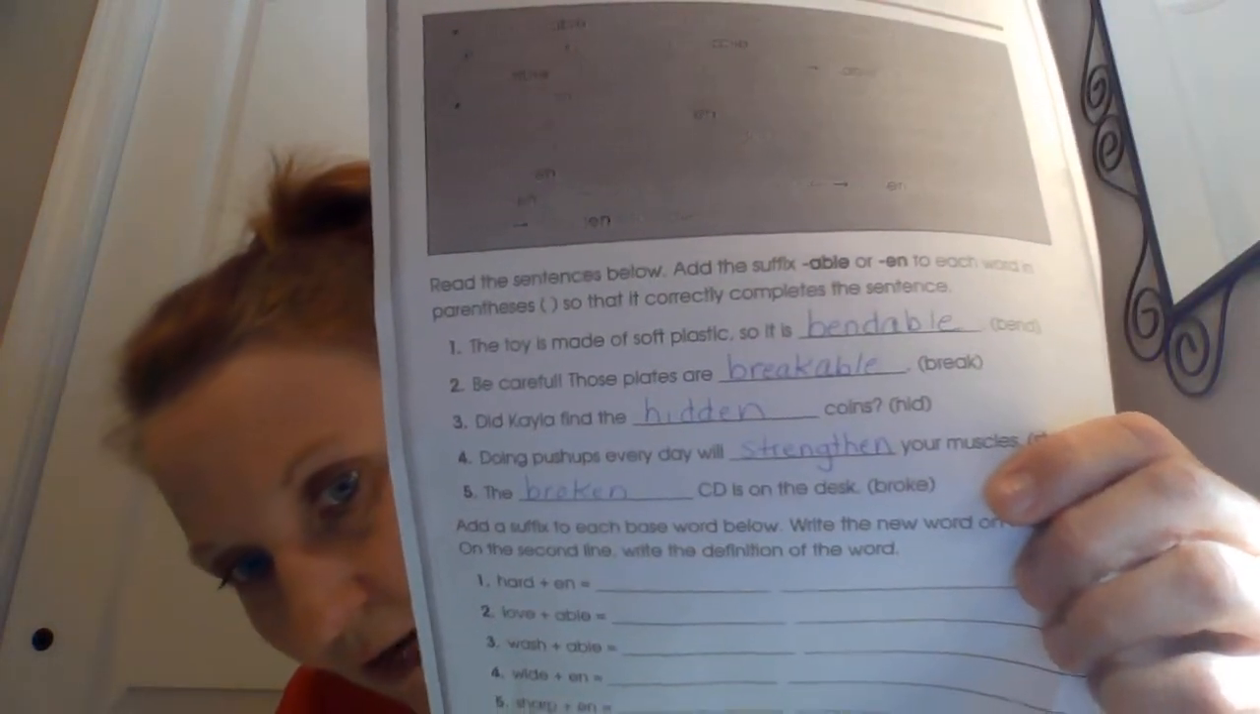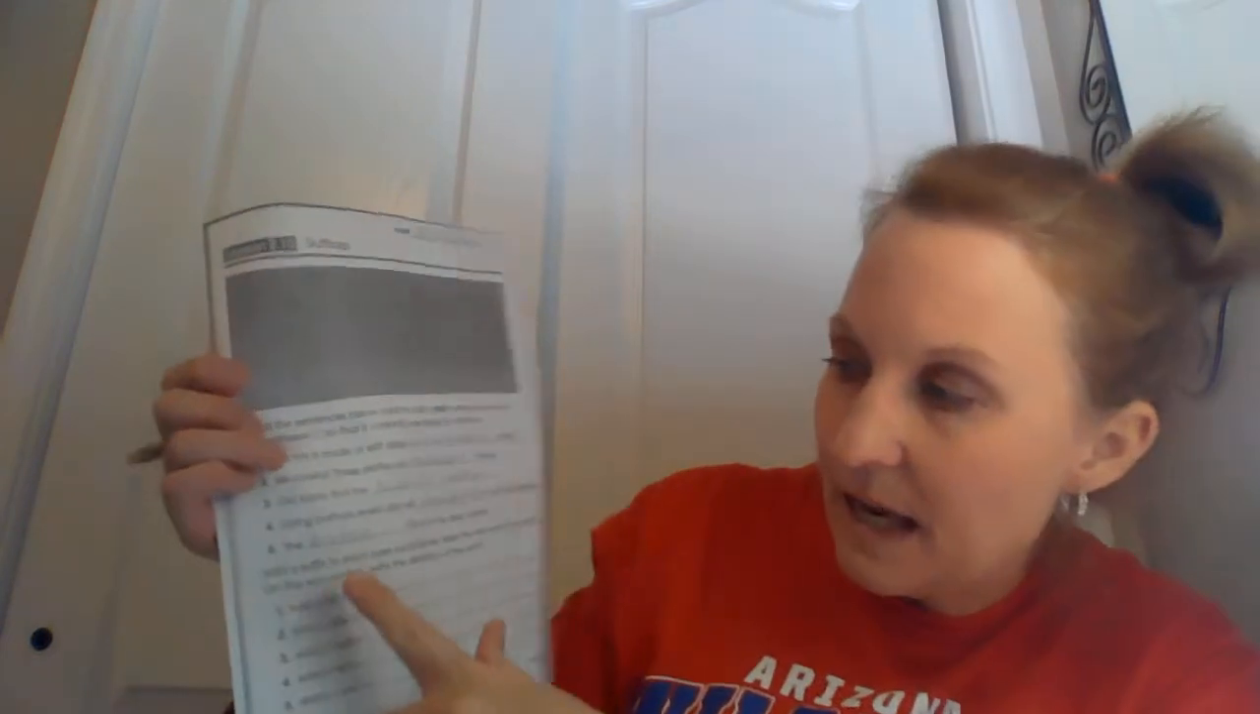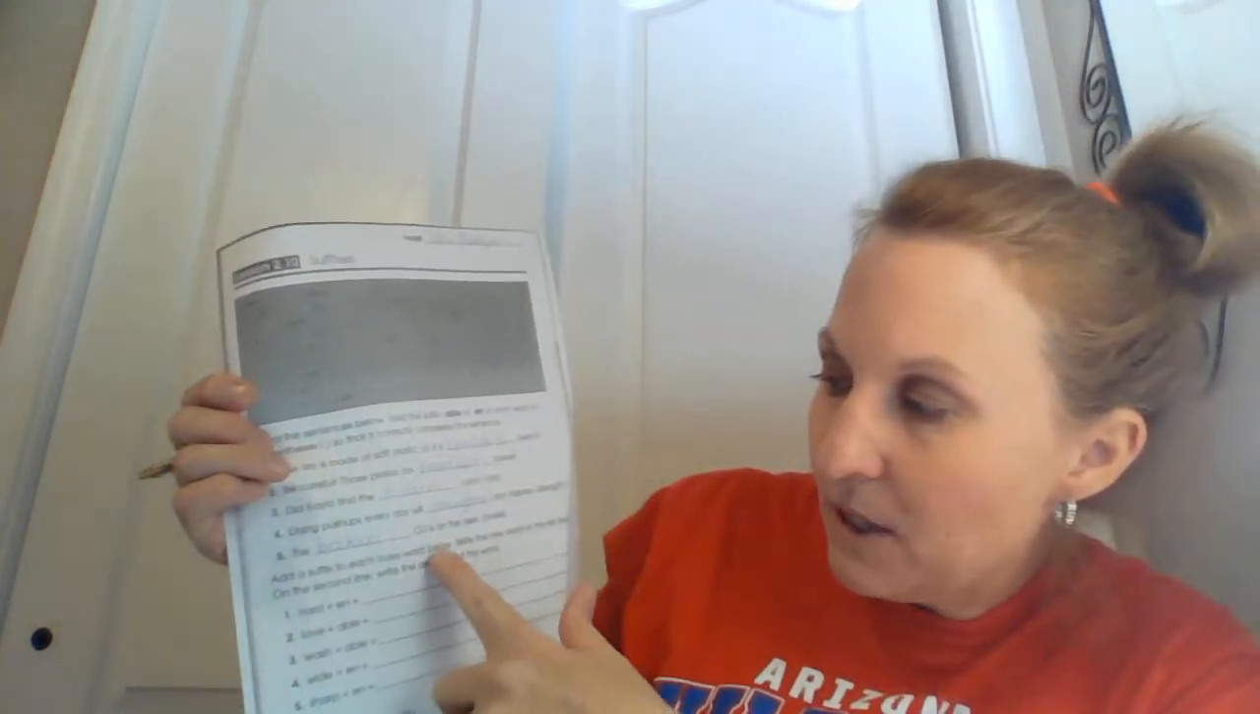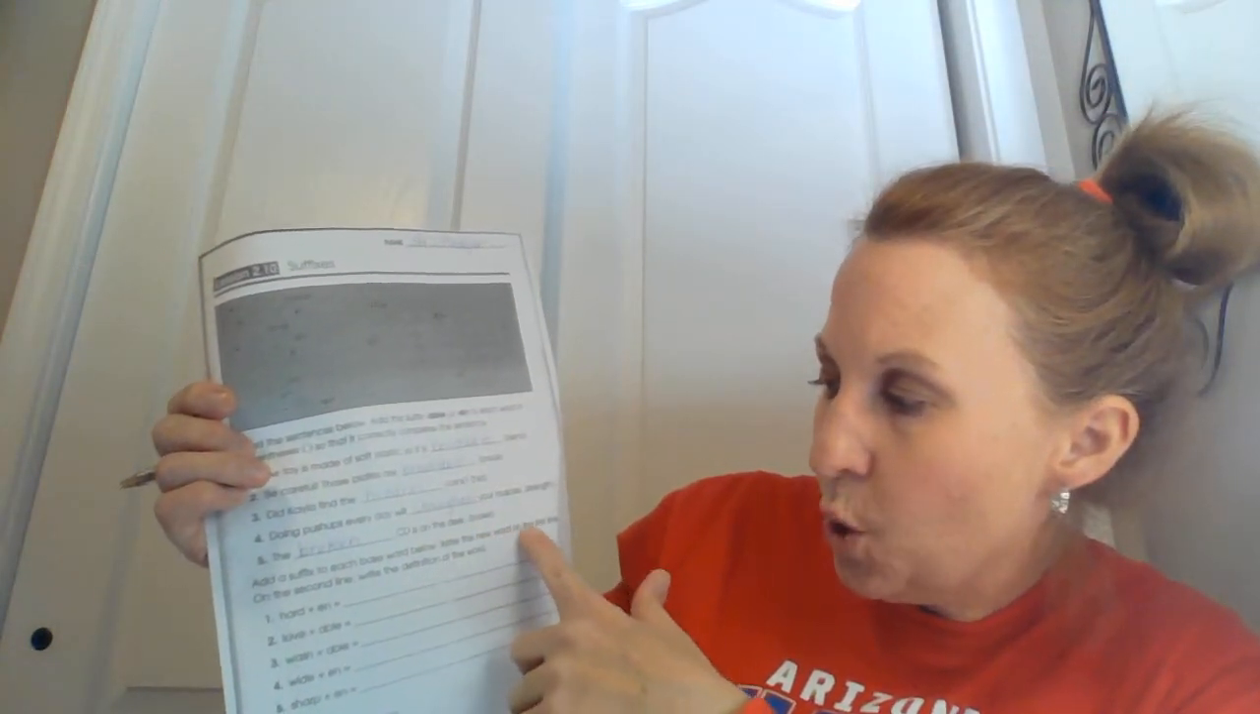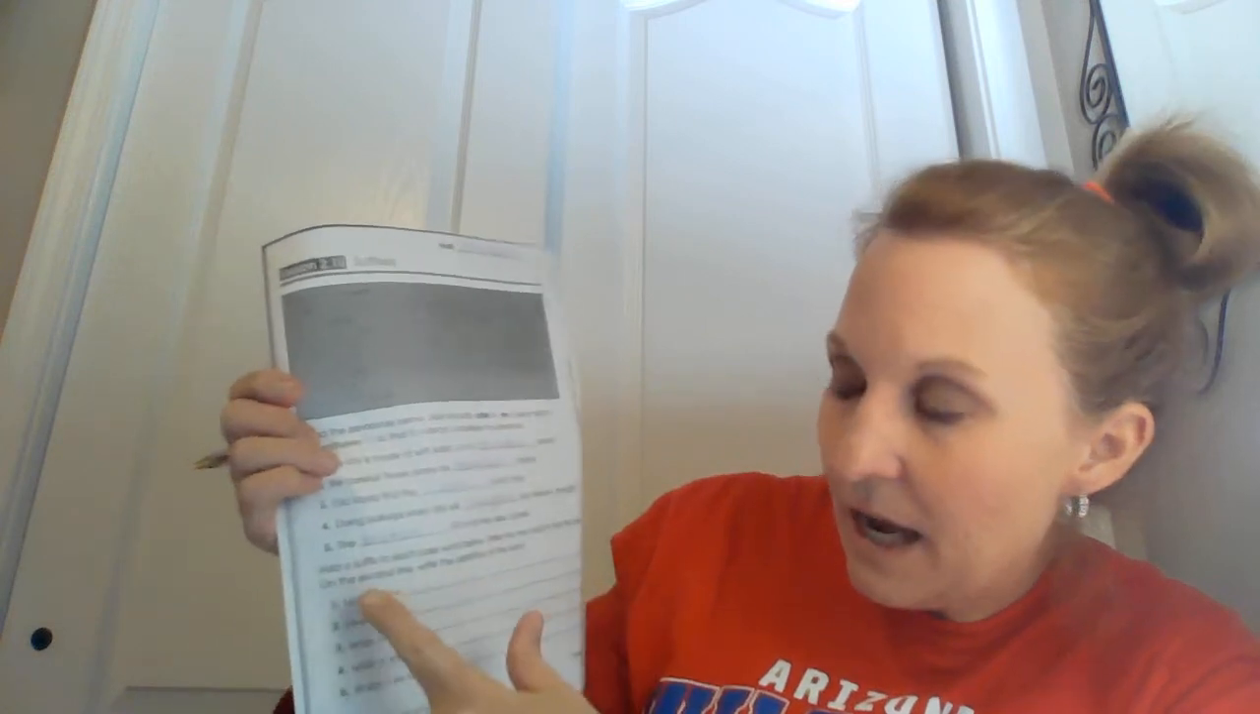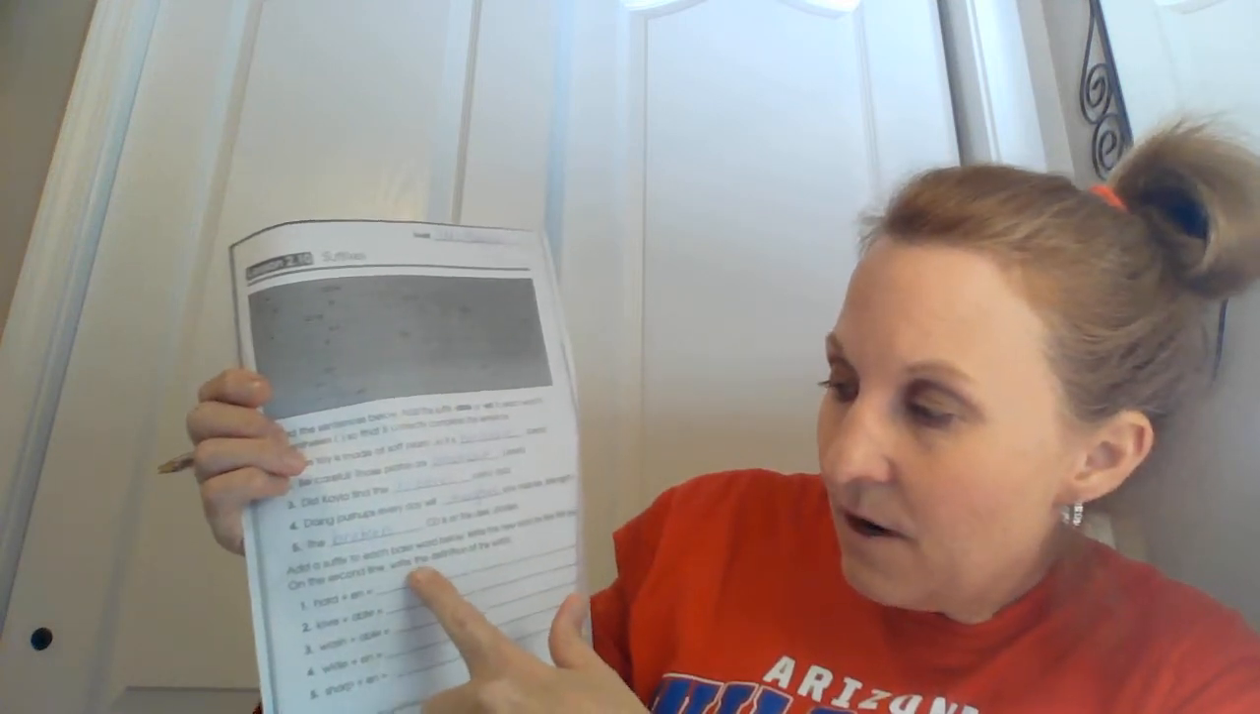Okay, let's look at the directions for the next 1 through 5. It says, add a suffix to each base word below. Write the new word on the first line. On the second line, write the definition of the word. So you have hard plus en equals, and you put together the two words, harden. So on the first line, write harden. Harden.